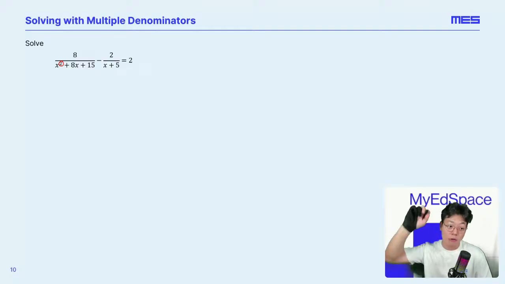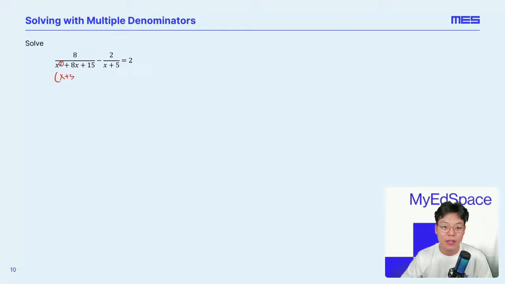Again, right? Our favorite F word in Algebra 2, in pre-calculus, in calculus is going to be factor. Factor, factor, factor. We love when a quadratic expression is factorable. In this case, it is. It is x plus 5 times x plus 3. And guess what? These two denominators have a common factor of x plus 5. So we can multiply both sides. This is exciting. Both sides of the equality by x plus 5 times x plus 3.